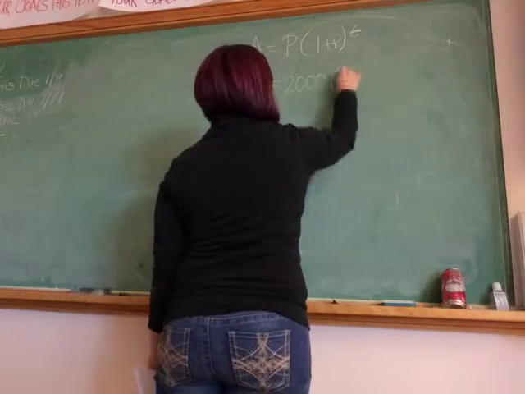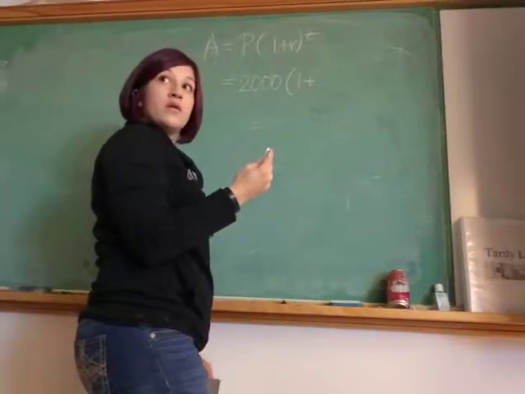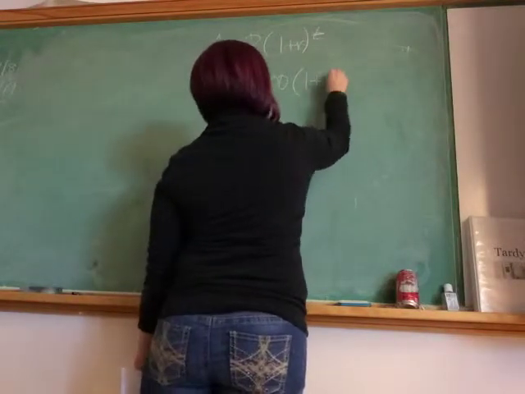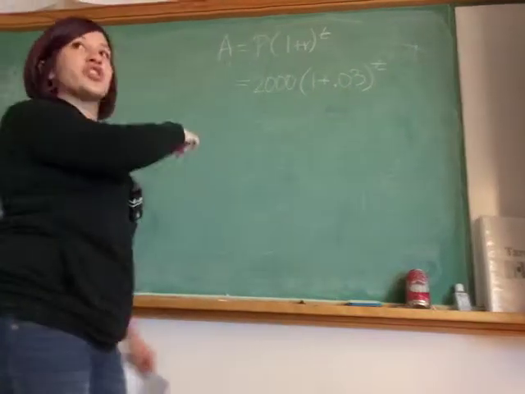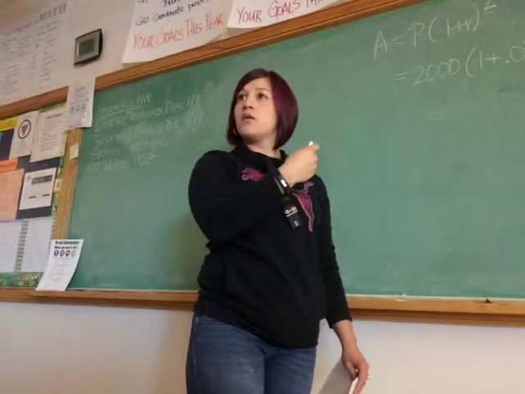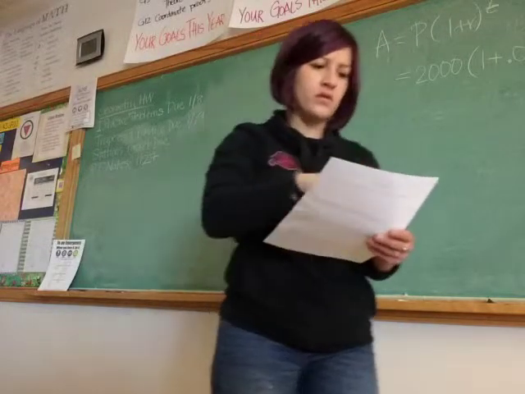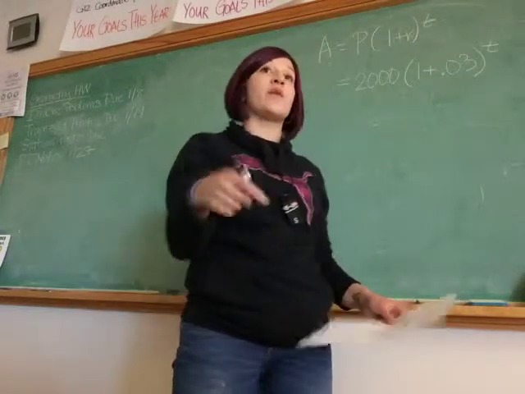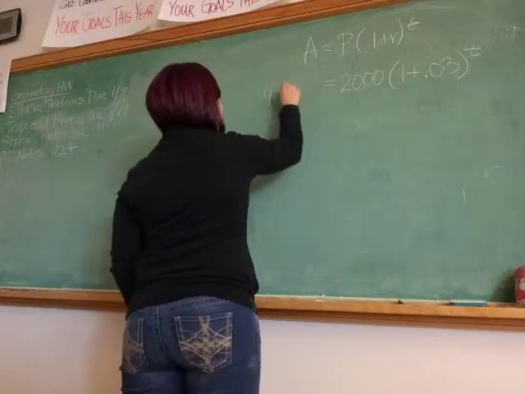Okay, how do I write the rate? 1 plus, what's 3%? So I do 1 plus 0.03. I do not know the time. Do I know what amount we're shooting for? It's doubled, so that means that we want to know when Jenny has $4,000.